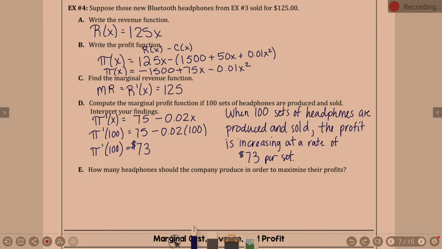And I think we have one more part. How many headphones should the company produce in order to maximize their profits?